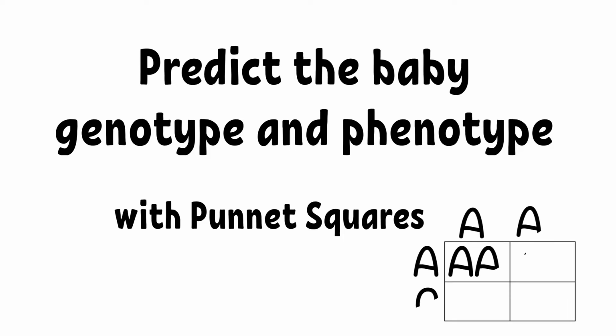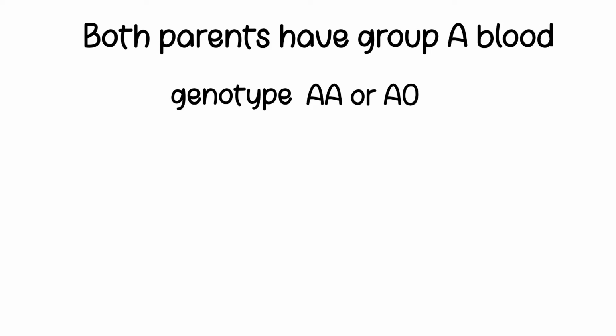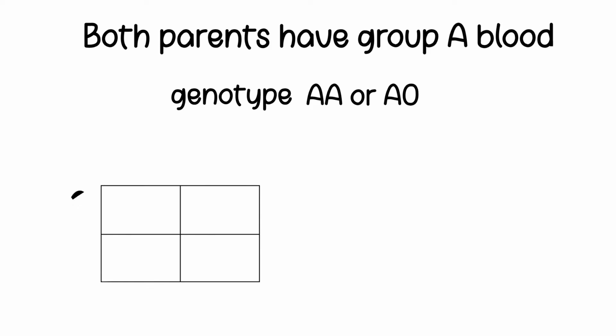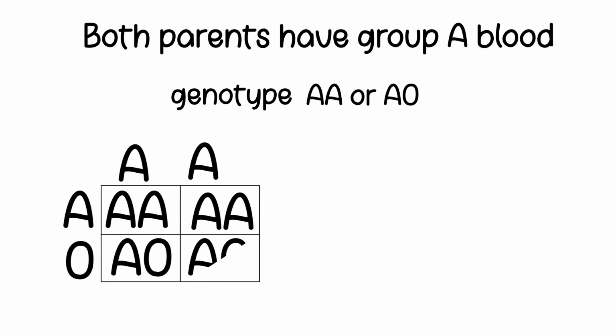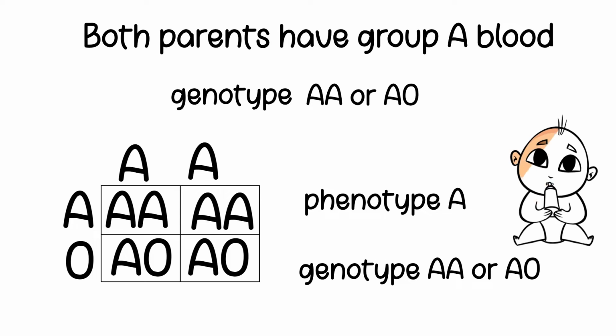We can predict the baby's genotype and phenotype using the Punnett square. If we know the parents' blood type, we can see what combinations of genotype and blood type the baby could have. If both parents have group A blood, for an individual to express A blood type, the individual can have either AA or AO genotype. You can see that the baby will have phenotype A, but there are two possibilities for the genotype, which are either AA or AO.